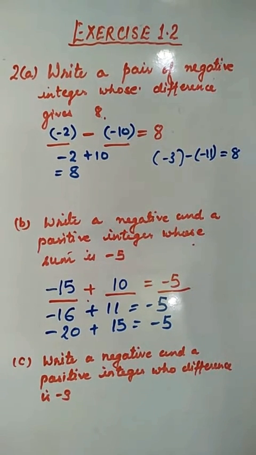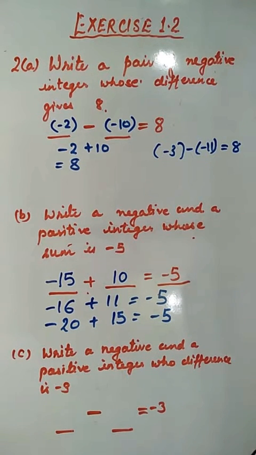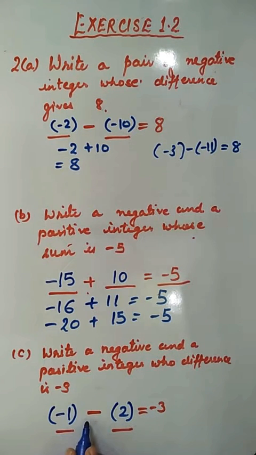In the third one, write a negative and a positive integer whose difference, it means the main symbol should be negative, will be equal to -3. So what can you take? One should be negative and one should be positive. So -1 and 2, where -1 is negative and 2 is positive. So -1 and -2 is equal to -3.